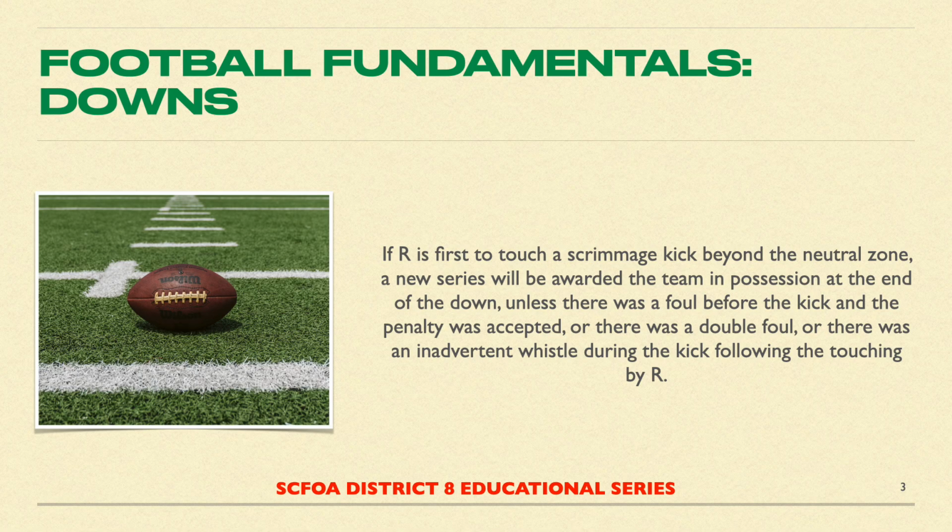If R touches the ball behind the neutral zone, then the results of the play in relation to the line to gain determine who next puts the ball in play. If R touches the ball behind the neutral zone and then recovers it, then it's their ball because they have possession of the ball at the end of the down. If R touches it and the ball is then recovered by K, K can advance the ball. They would then have to reach the line to gain in order to get a first down. If not, the ball belongs to R due to the fact that K did not reach the line to gain on 4 downs.